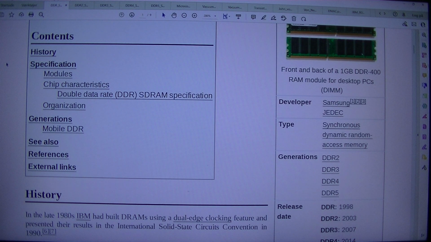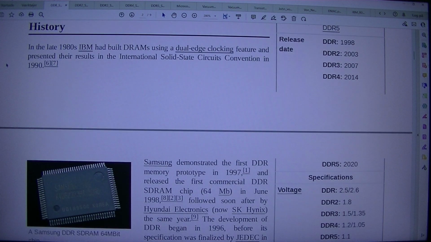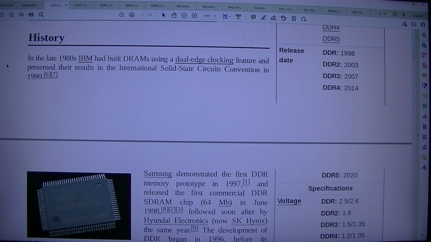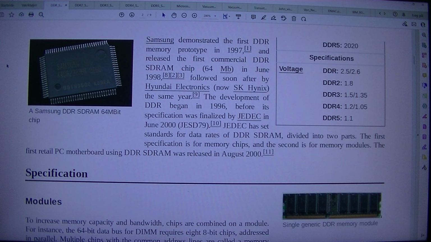References. External links. History. In the late 1980s, IBM had built DRAMs using a dual-edge clocking feature and presented their results at the International Solid-State Circuits Convention in 1990. DDR5, 2020. Specifications, voltage: DDR 2.5/2.6, DDR2 1.8, DDR3 1.5/1.35, DDR4 1.2/1.05, DDR5 1.1.